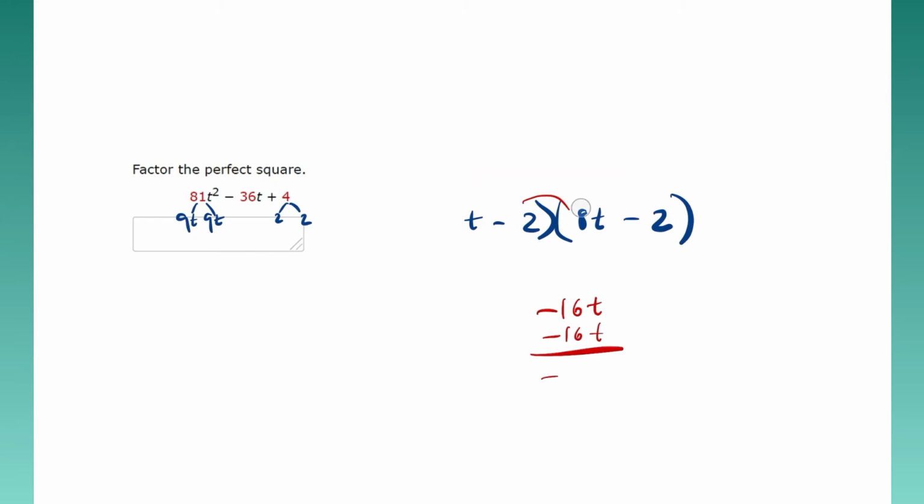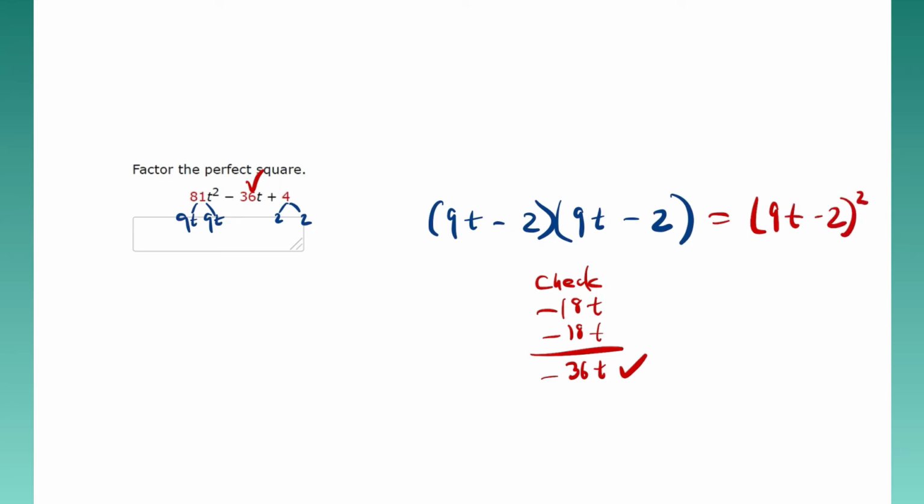So now we have 9t, 9t, inner, outer. So now it's going to be 18t and 18t, which is -36t, which checks out. So that was just the checking process. So it checked out, so this was indeed the correct answer. You can also write it as a perfect square binomial, 9t minus 2 to the second power. So there you go, that's how you factor perfect square trinomials.